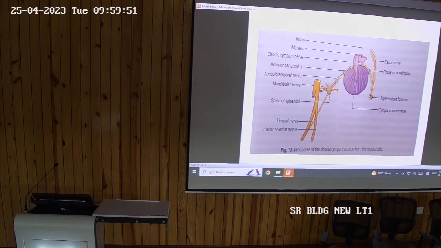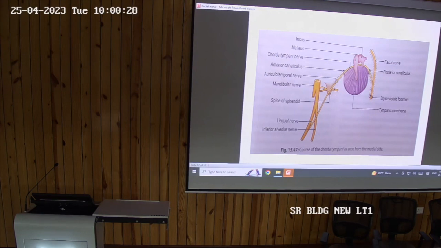As it comes out through the anterior canaliculus, it lies below in the petrotympanic fissure. That is the lower part of the outer surface, or you can say the base of the skull. There is a petrotympanic fissure, so the nerve comes out through the medial end of the petrotympanic fissure, and as it is coming down, this is the styloid process. Look, this is the styloid process, so the nerve lies on the medial side of the styloid process, and this is the auriculotemporal nerve, which lies on the lateral side of the styloid process.